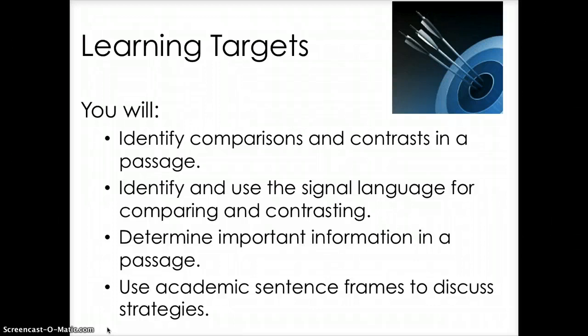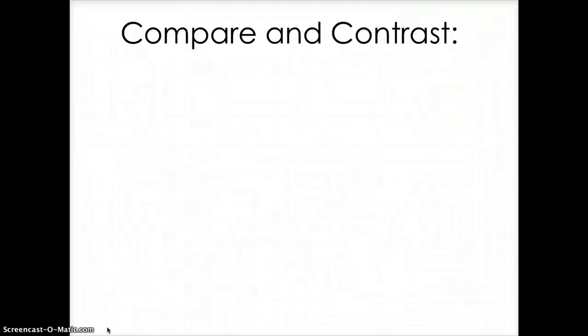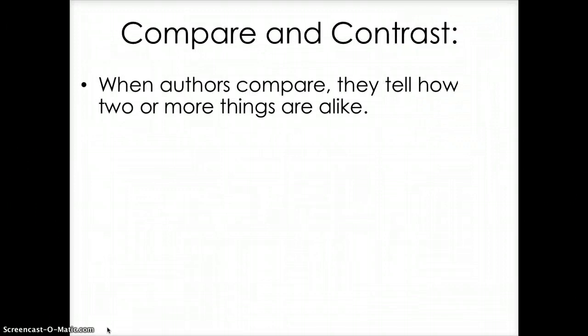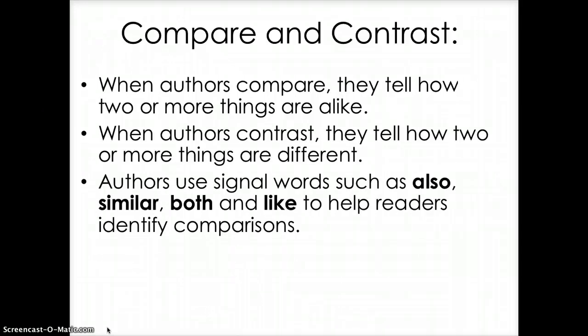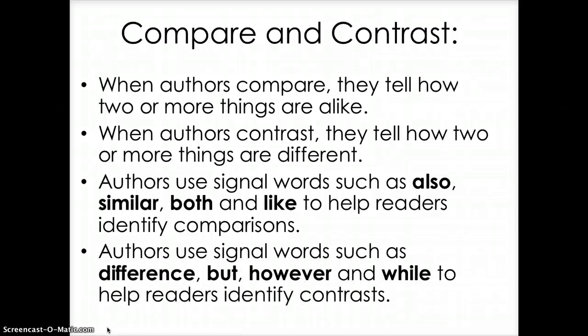All right, so when we talk about comparing and contrasting, let's review the strategy. When authors compare, they tell how two or more things are alike. On the opposite side, when they contrast, they tell how two or more things are different. Authors use signal words such as also, similar, both, and like to help readers identify comparisons. And to help identify contrasts, authors use signal words such as difference, but, however, and while.